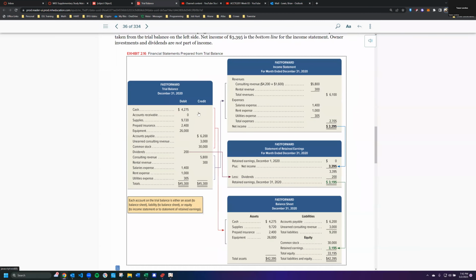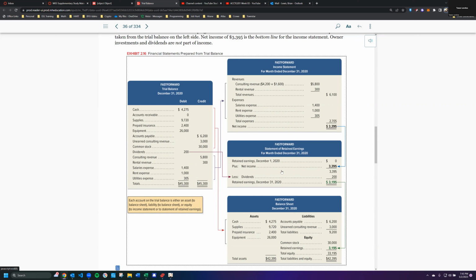And they kind of show you, this is kind of a complicated diagram to figure out. You've got your trial balance here. These are all your accounts and all your balances. And then they try to show you where certain parts of them, like all the revenue and expense account balances, come over to your income statement. And this is how it's formatted.